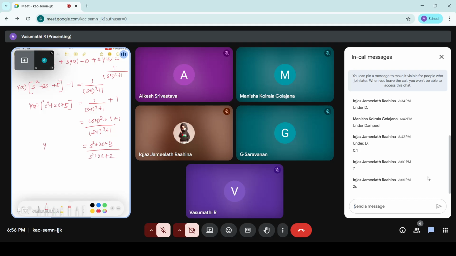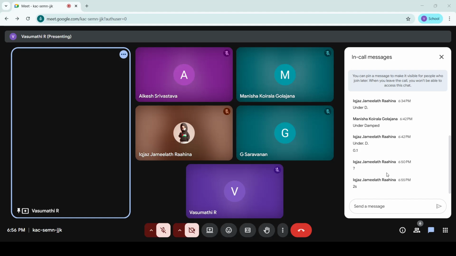Okay, we have y of s into s square plus 2s plus 5 here. I think this should be easily cancelable. Again, I have made some mistakes somewhere. Oh no, that's fine. Okay. Y of s is equal to s square plus 2s plus 3 by s square plus 2s plus 2 into s square plus 2s plus 5. So this should be your final answer.